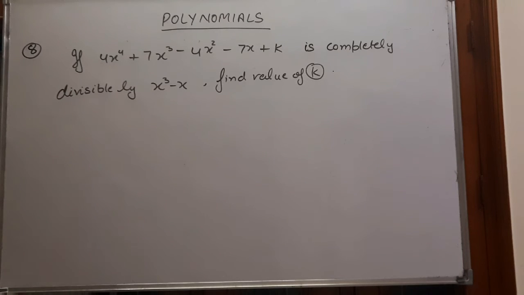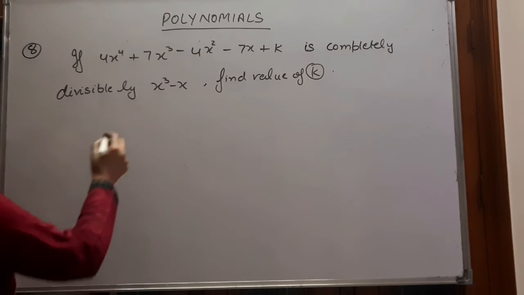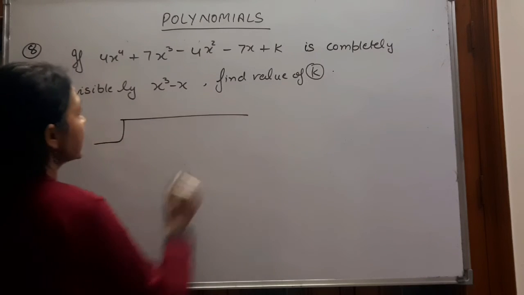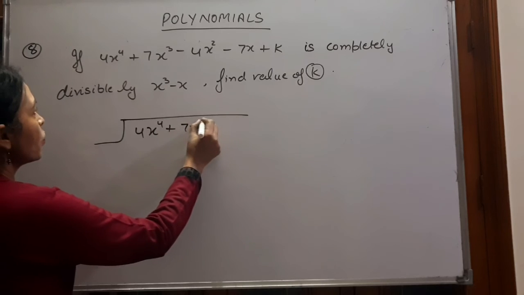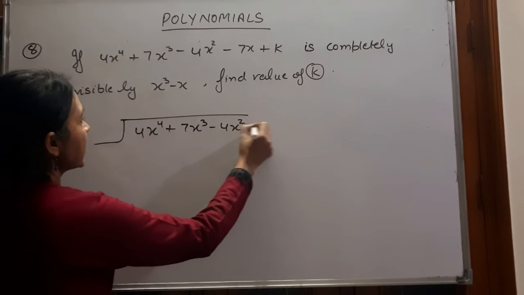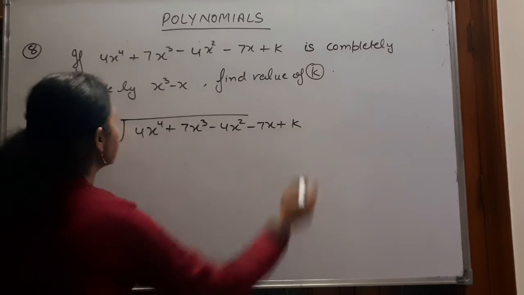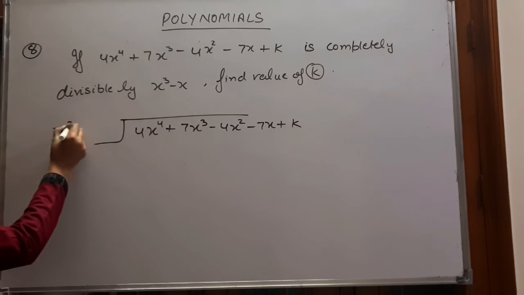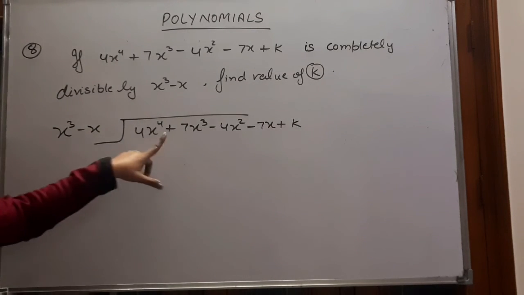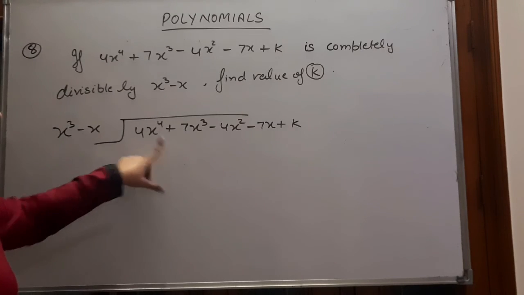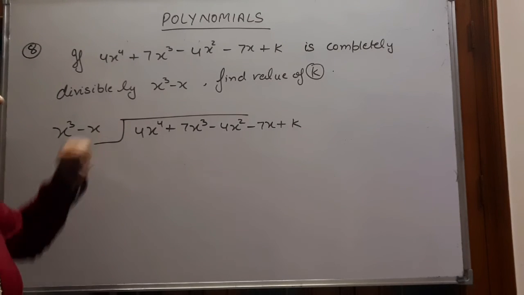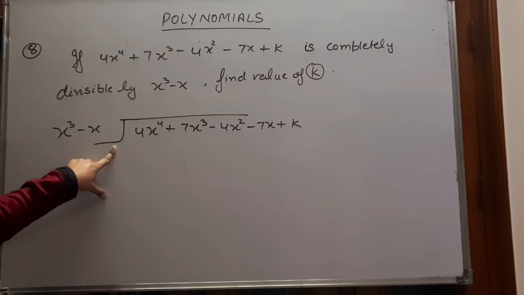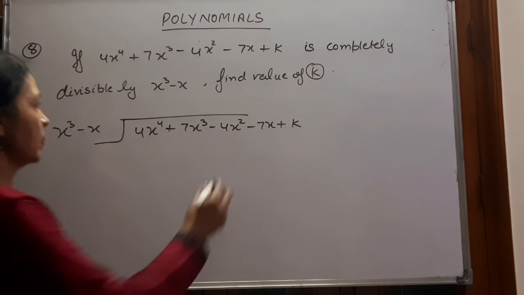If the polynomial 4x to the power 4 plus 7x cube minus 4x square minus 7x plus k, with degree 4, is completely divisible by x cube minus x, the polynomial with degree 3, that is a cubic polynomial, we have to find the value of k. If it is completely divisible, what does it mean? That the remainder will be 0.